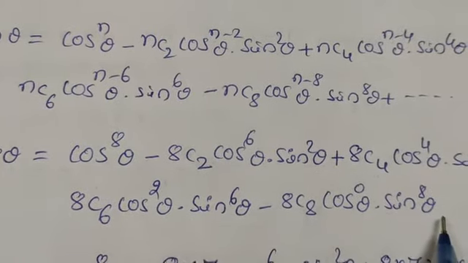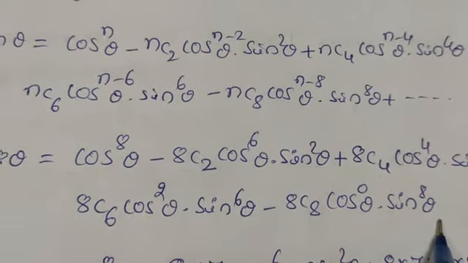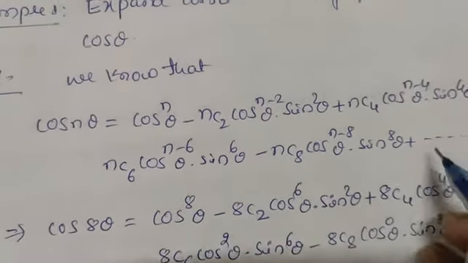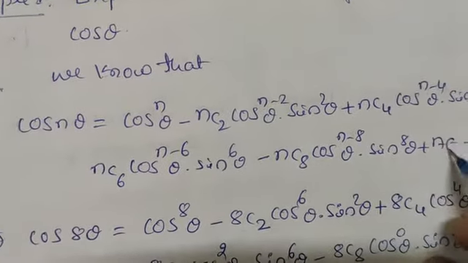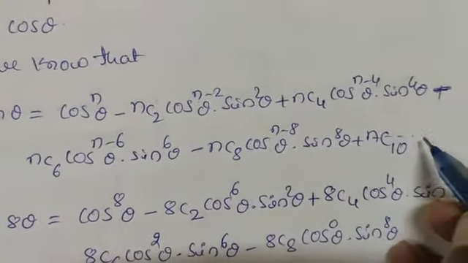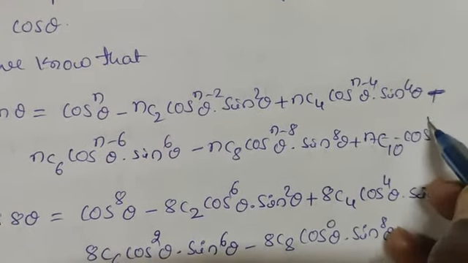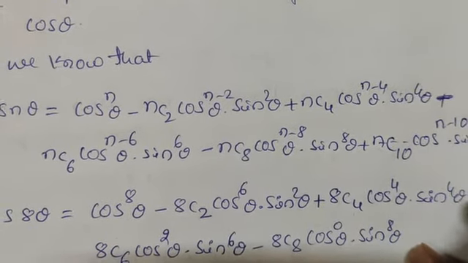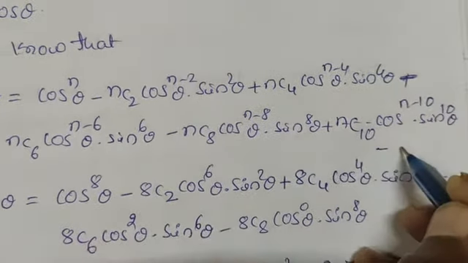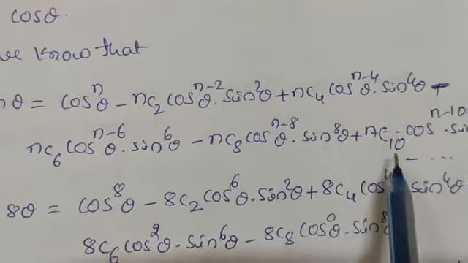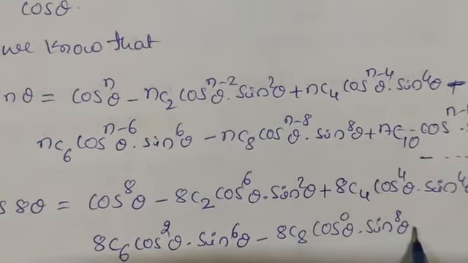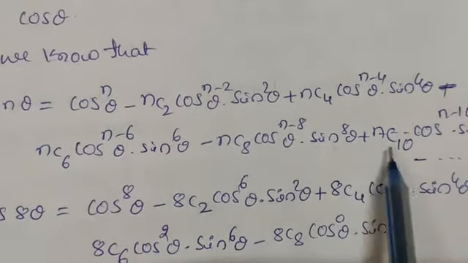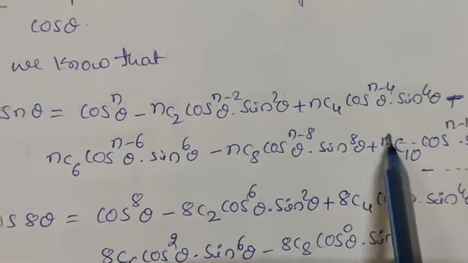So you have to stop here only, because if you write the next term, what is the next term of this expansion? We know the next term of this expansion is plus nc10 cos to the power of n minus 10 into sin to the power of 10 theta. The next term is minus and so on. So if you write this term here, then n is 8. So 8c10, which is not possible.